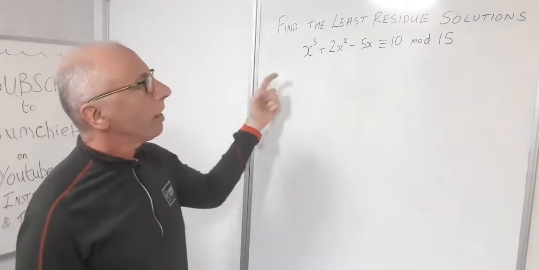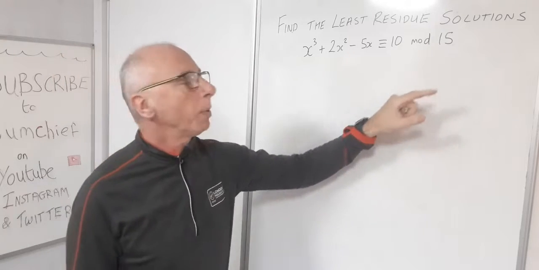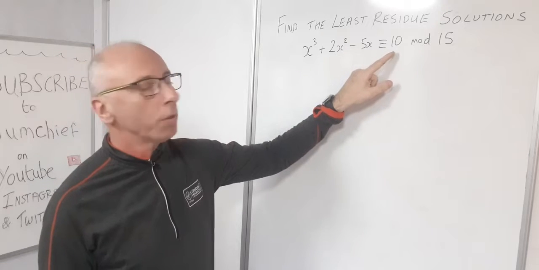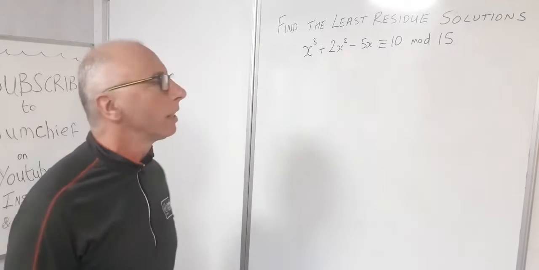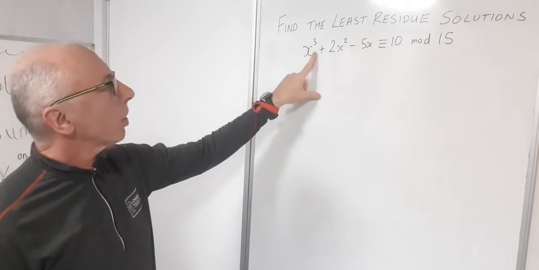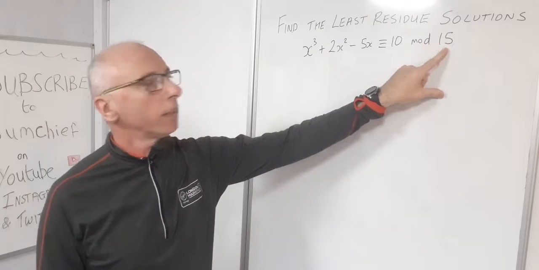Okay, so we've got a question here. It's asking us to find the least residue solutions to this cubic. So we've got x cubed plus 2x squared minus 5x is congruent with 10 modulo 15. Now this is looking a little bit tricky. There's a few awkward things in here. We've got a cubic term here and a composite modulus here.